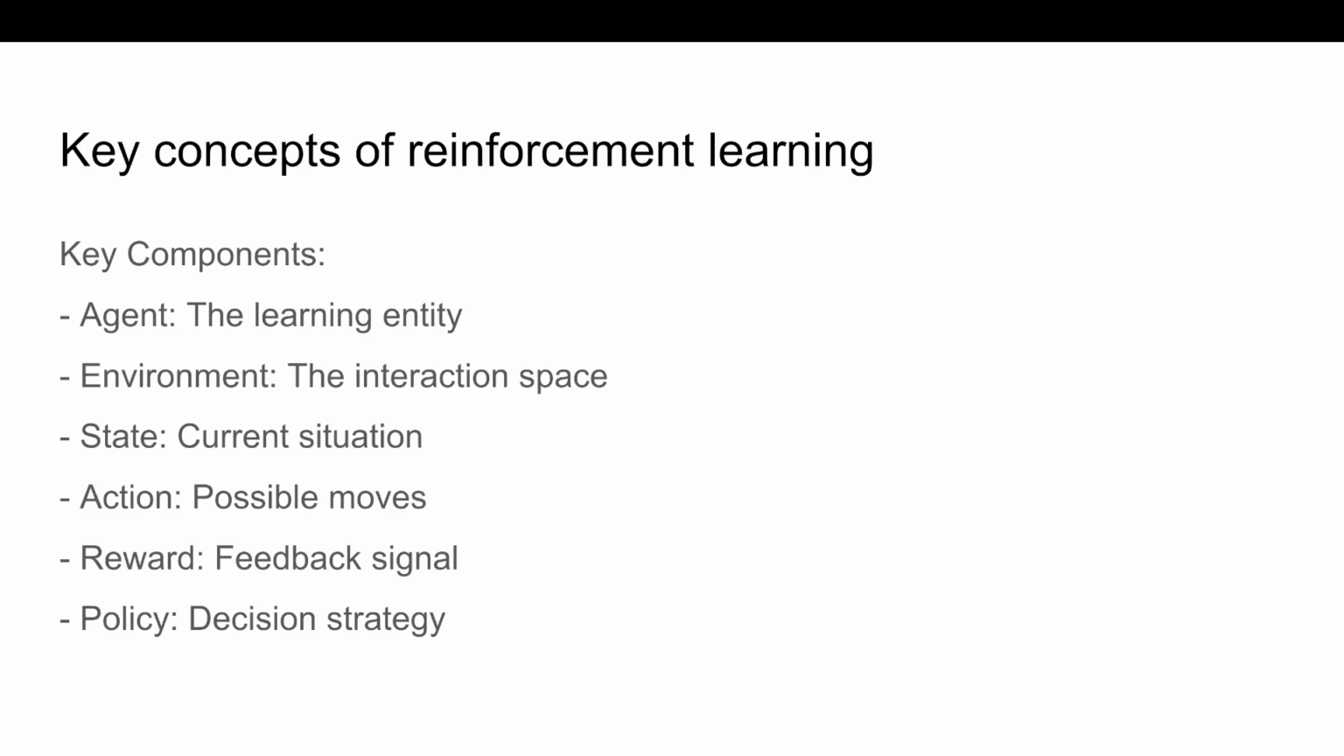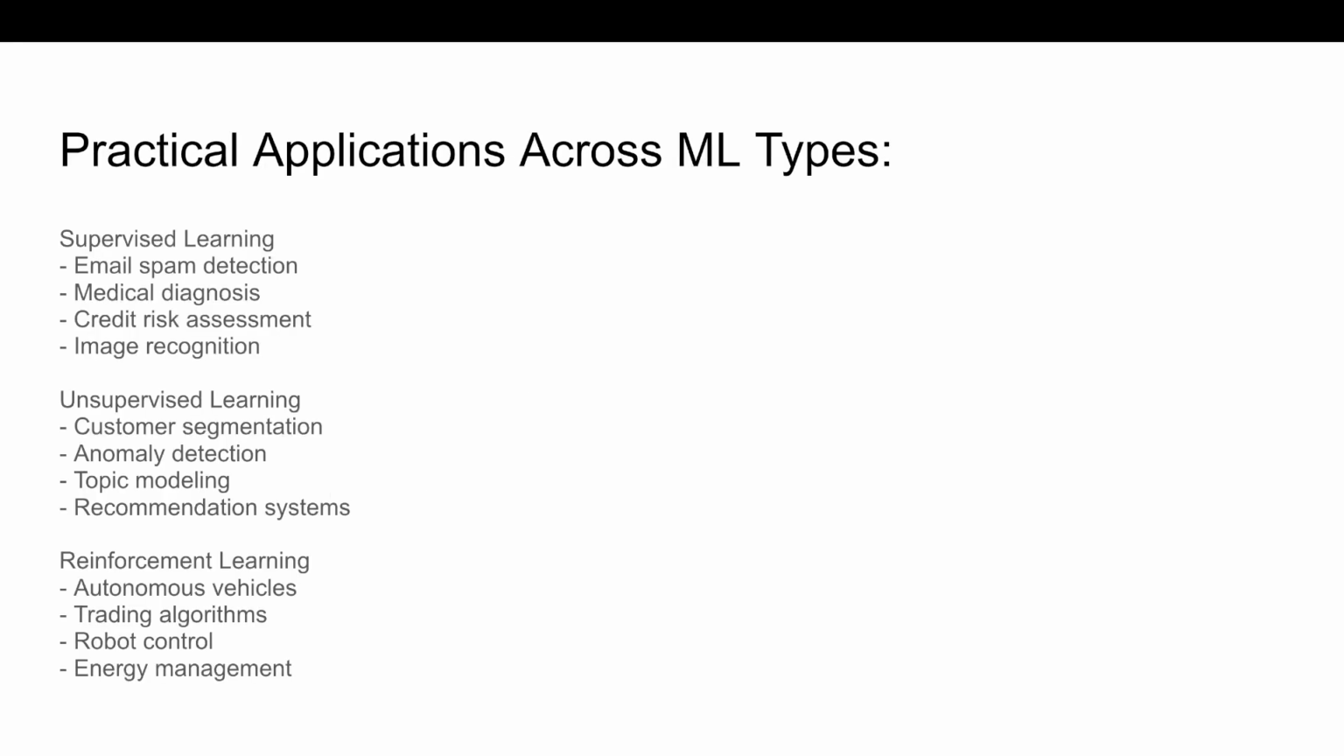Popular reinforcement learning algorithms include Q-learning, SARSA, and policy gradients. These algorithms help the agent learn the optimal policy through trial and error by estimating the expected long-term reward of each action in each state. Real-world examples. To cement your understanding, let's explore a few more real-world examples of each type of machine learning.